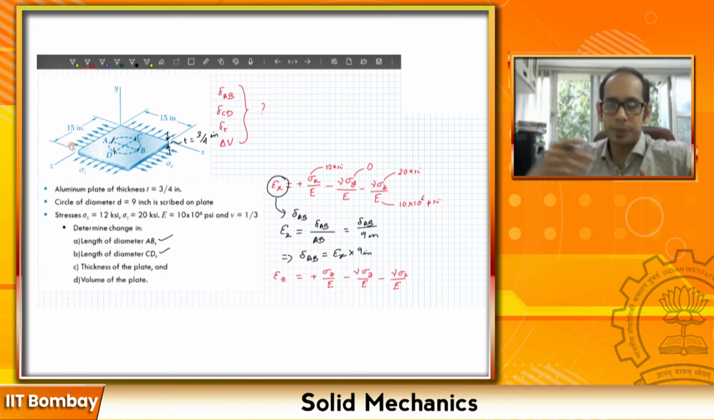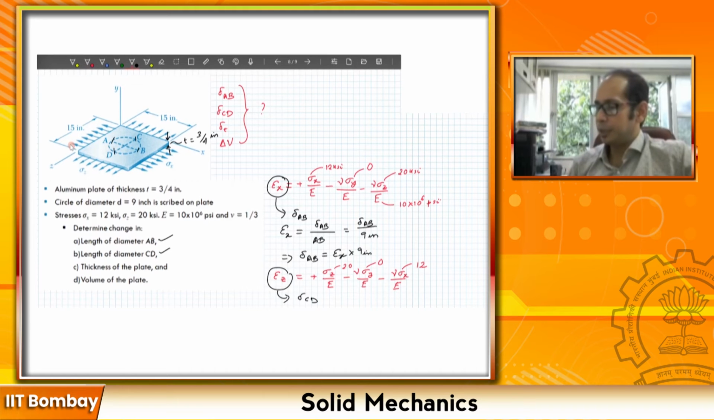So once you substitute these values, where this one is 0, this will be your sigma x, not sigma z. You are given sigma x as 12 and sigma z as 20 ksi, right? You can calculate this quantity, and this will again help you get your delta CD, right?